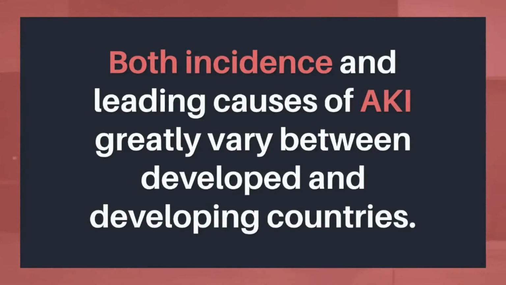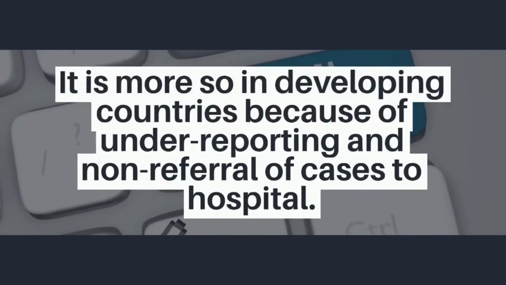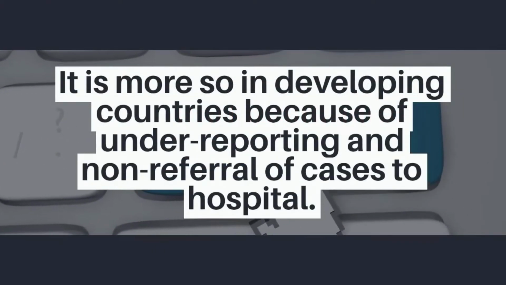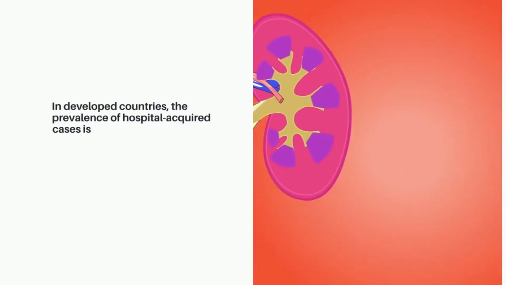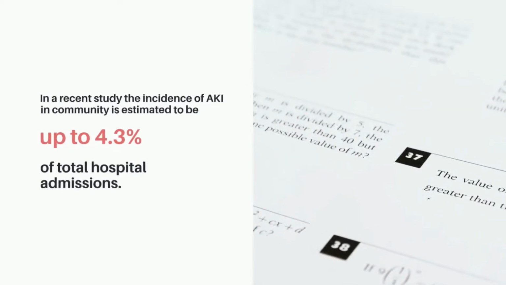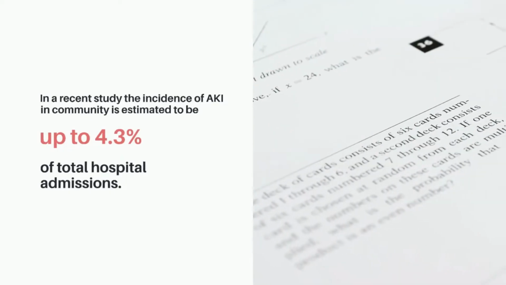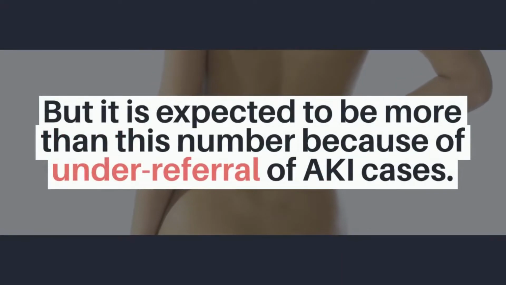Both incidence and leading causes of AKI greatly vary between developed and developing countries. The incidence of AKI is often underestimated because of the lack of a single standard definition. It is more so in developing countries because of underreporting and non-referral of cases to hospital. In developed countries, the prevalence of hospital-acquired cases is up to 15%. In a recent study, the incidence of AKI in community is estimated to be up to 4.3% of total hospital admissions. But it is expected to be more than this number because of underreferral of AKI cases.